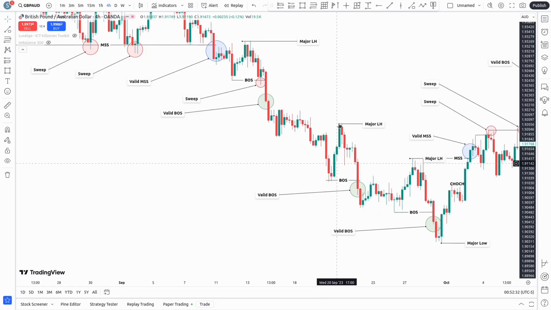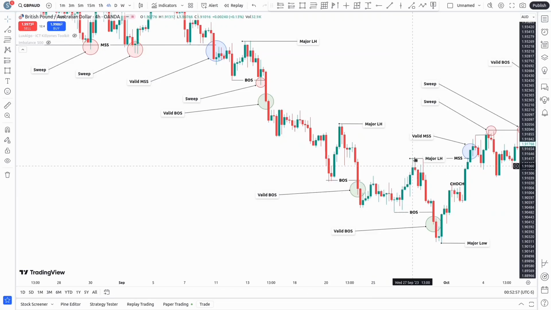So price originated from here, moved to this level. Then we have a retracement, a visible retracement. Then price creates a major lower high here. This lower high broke this structure. It breaks this level. This is a valid break of structure. You see the two candles, they are very clear. Then price has to retrace. We are having an internal move here.